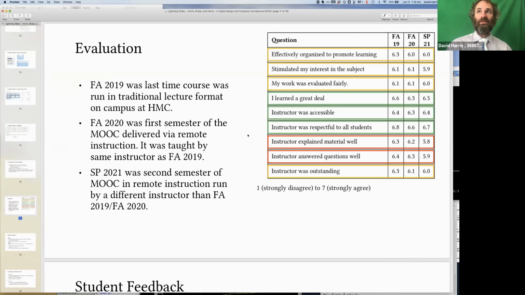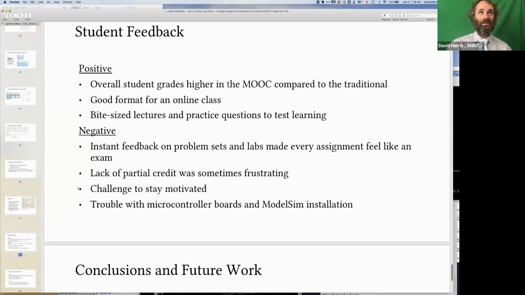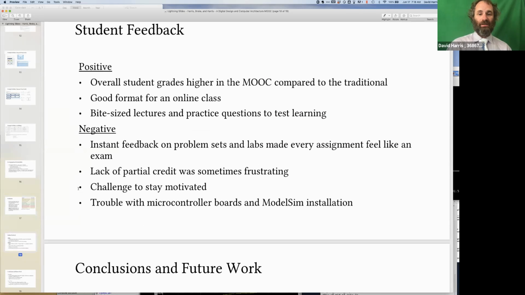The evaluations are slightly lower than what we got in person, which I think was a pretty good success given the challenges of online learning. And we repeated the course a second time this spring and got about the same results with a lot less effort. So overall, students got far higher scores, and we think that's a combination of the kinds of things that you can ask in a MOOC.